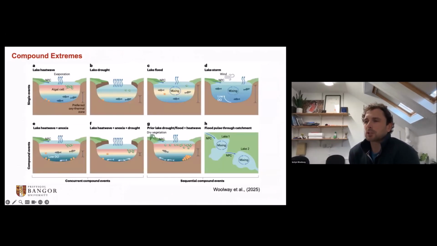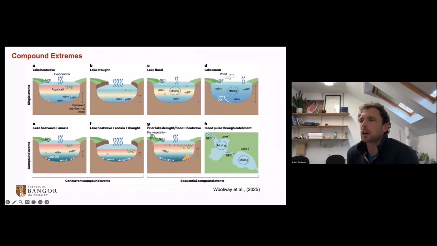Okay, and lastly, I'm just going to talk about some recent work that we've been doing. So I've mentioned throughout this presentation about individual changes in lakes. So for example, changes in ice cover, temperature, water level, and so on, and also talked about extreme events. But some of the work that we've been doing recently and what we hope to push more into in the future is what we call compound extremes.